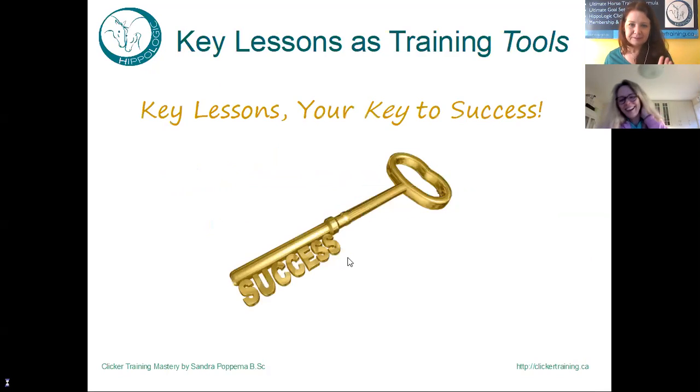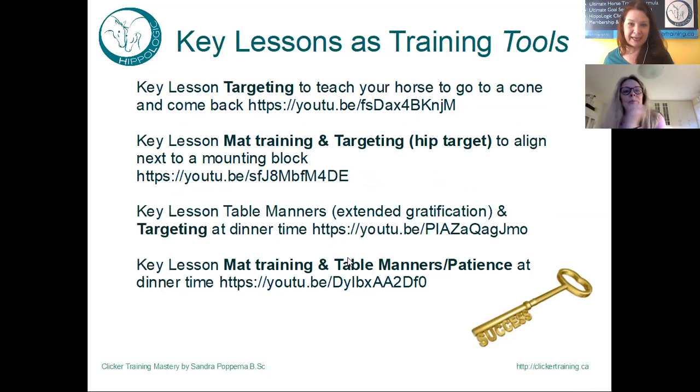So, key lessons. Hopefully it doesn't kick me out, because it did last time when I came to this slide. This is a whole different topic: how to use key lessons as training tools. That's why I say your key lessons are the key to success, because these are the building blocks that are useful to build complex behaviors. These are examples. I will share the videos, but it was just a reminder.